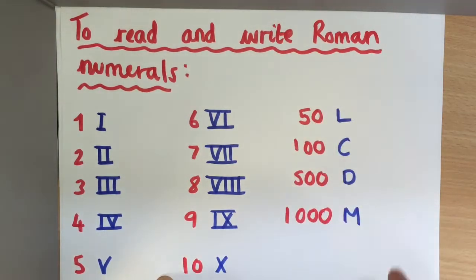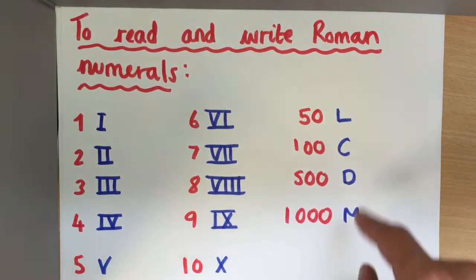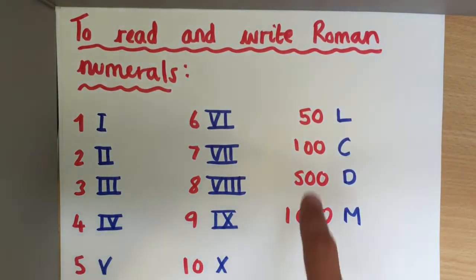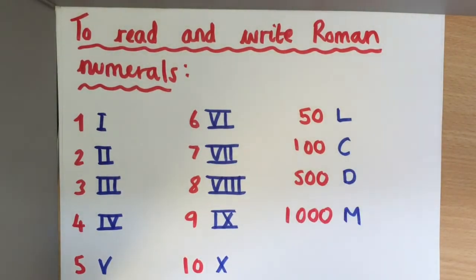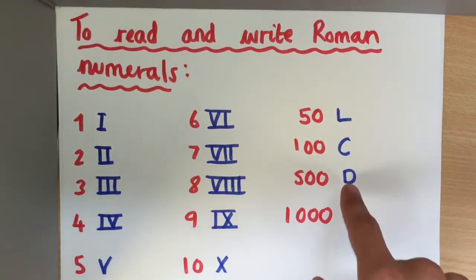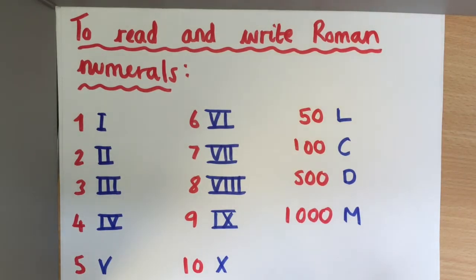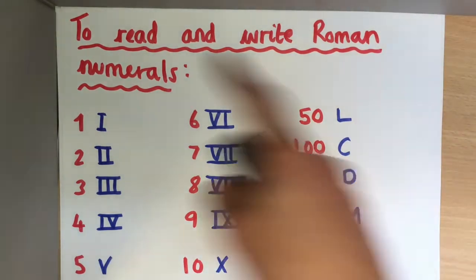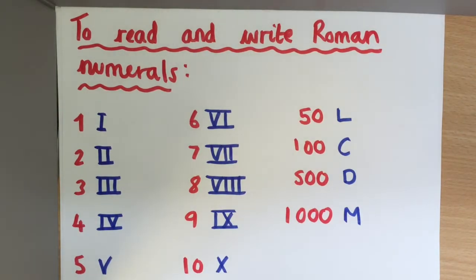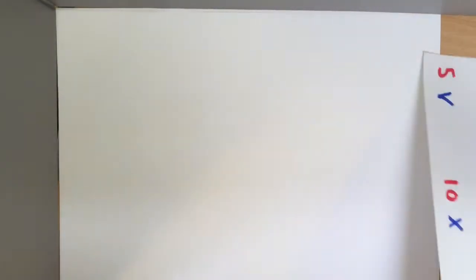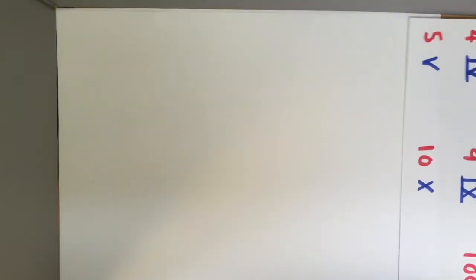Now, coming over here to some of the bigger numbers, we have 50, which is L, 100, which is C, 500, which is D, and 1000, which is M. Now, if you want a little tip for how on earth do we write anything in Roman numerals other than these numbers, the skill is partitioning. I'll show you what I mean right now. So put that down there.